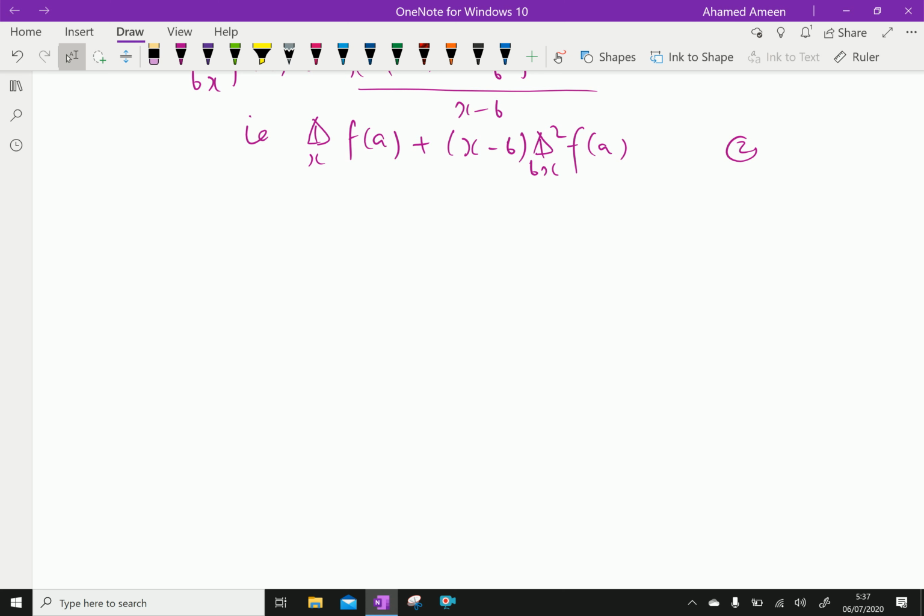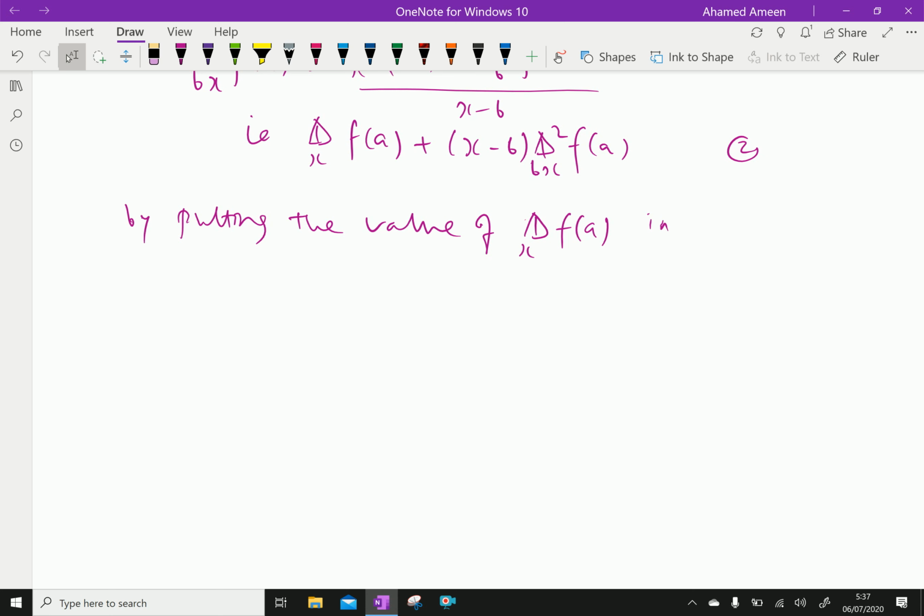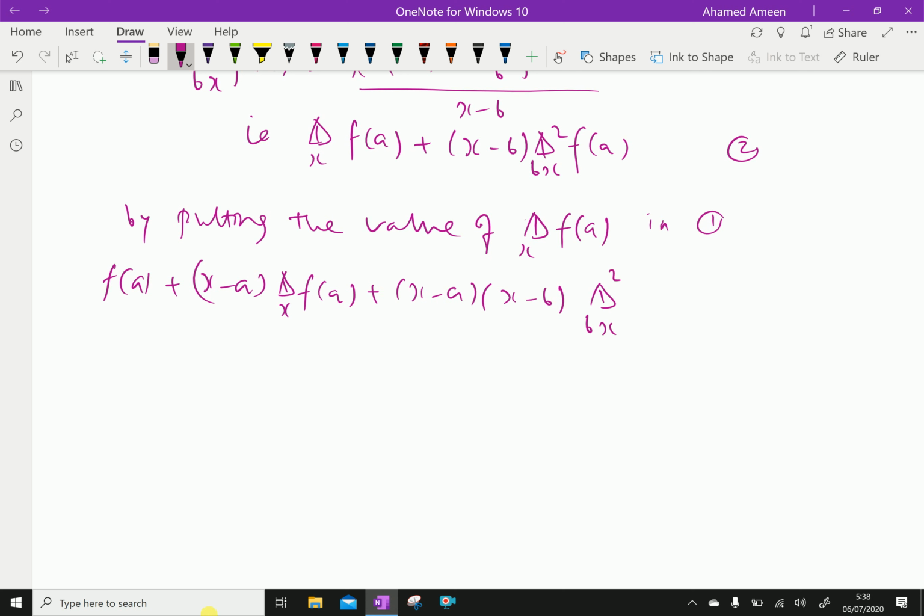Now, by putting the value of delta x f of a in 1, we get f of x equals f of a plus x minus a times delta b f of a plus x minus a into x minus b of delta square bx f of a. Let it be 3.